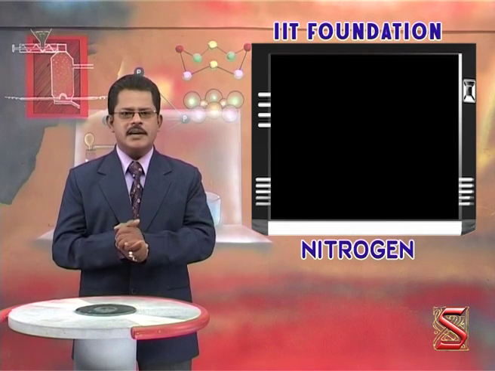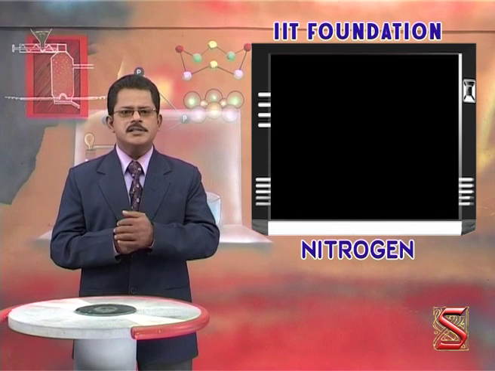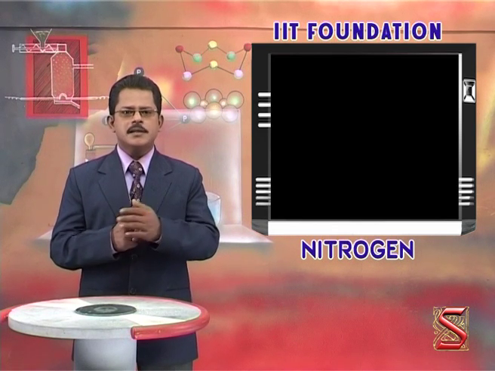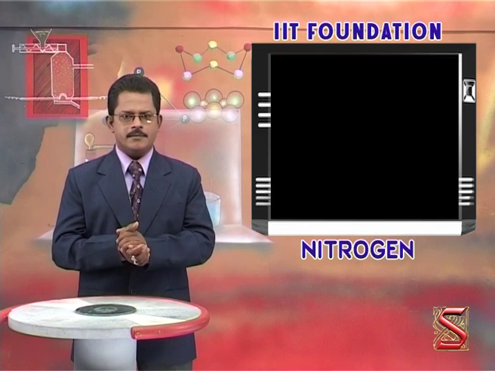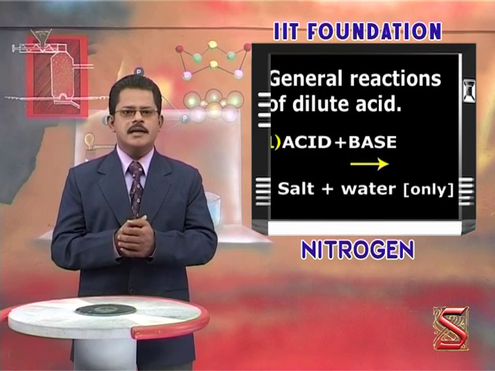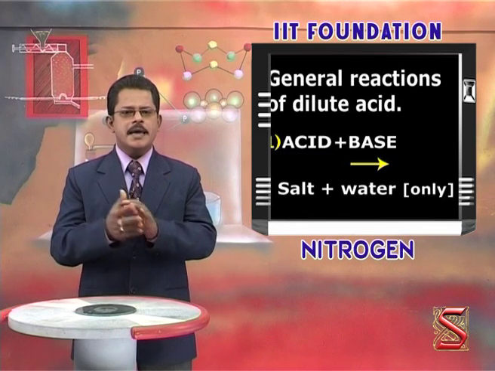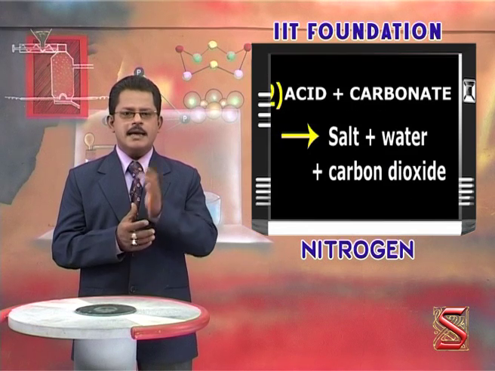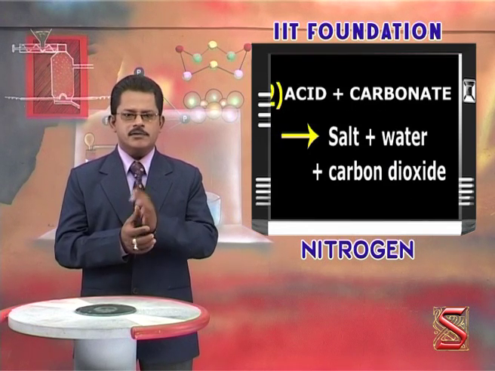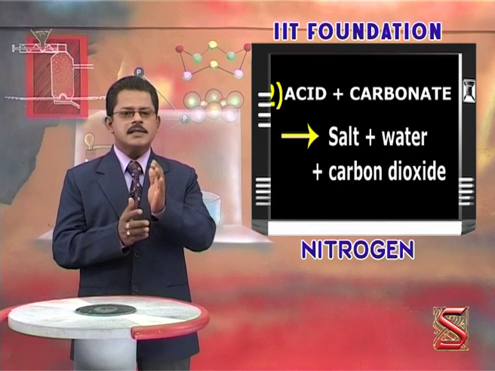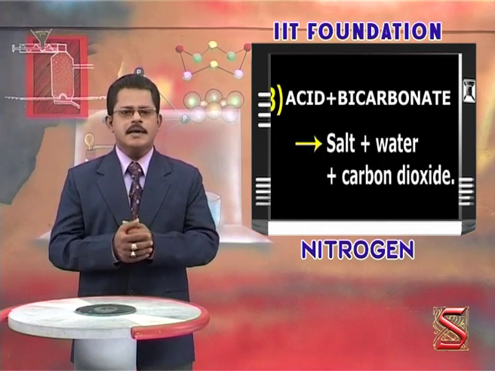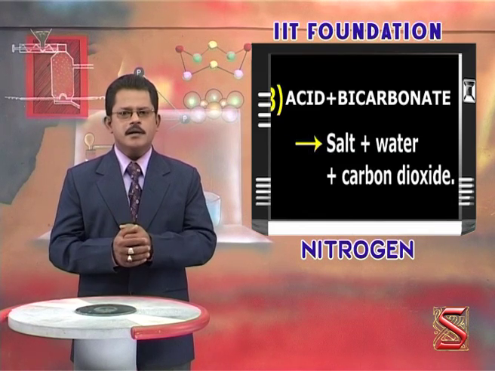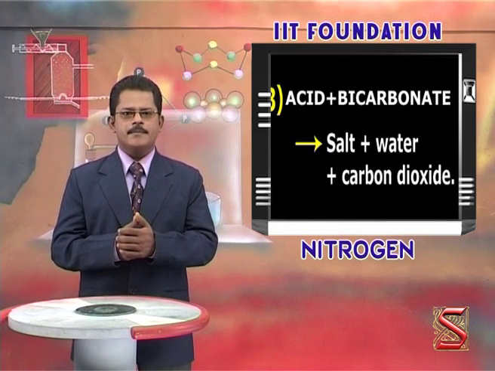How to show the acidic nature? The presence of hydrogen ion H+ imparts acidic properties to an aqueous solution of nitric acid. The general reactions of dilute acids are: acid plus base gives rise to salt plus water only. Similarly, acid plus carbonate gives salt plus water plus carbon dioxide. Then acid plus bicarbonate gives salt plus water plus carbon dioxide.